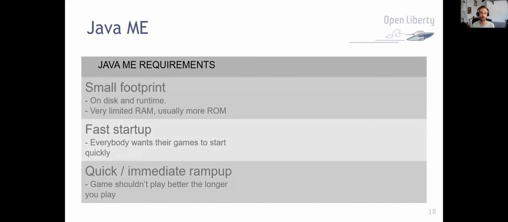And Java ME was built for very small pieces of hardware, with requirements like a small footprint, because these devices had very little RAM, or hardly any RAM, and usually more ROM. We needed fast startup. If you start Snake on your old Nokia phone, you don't want it to take 5 minutes before it stops juddering. You want it working straight away, and a quick, immediate ramp up time as well. So the game shouldn't get better the longer you play. It should just work from the get-go. So these were the requirements of Java ME on these devices.